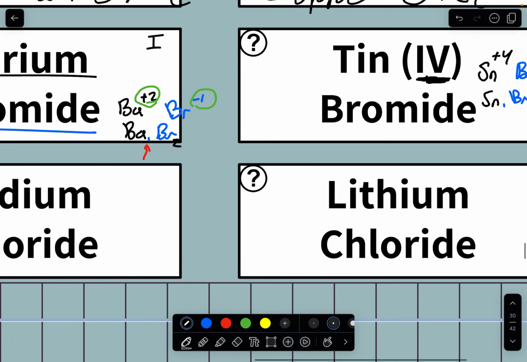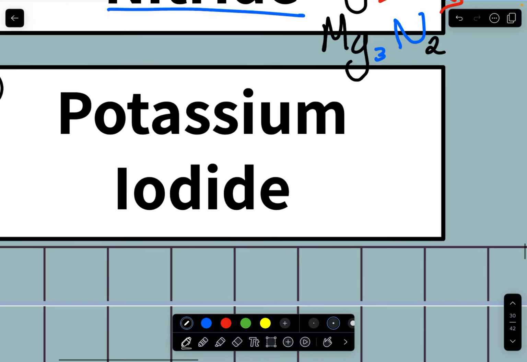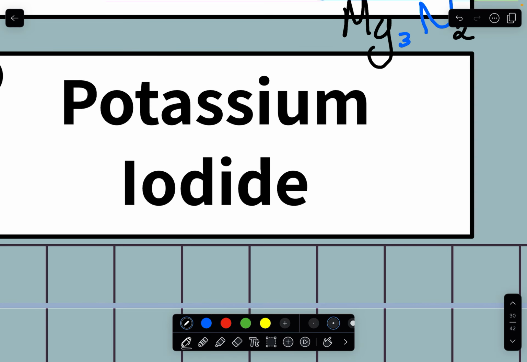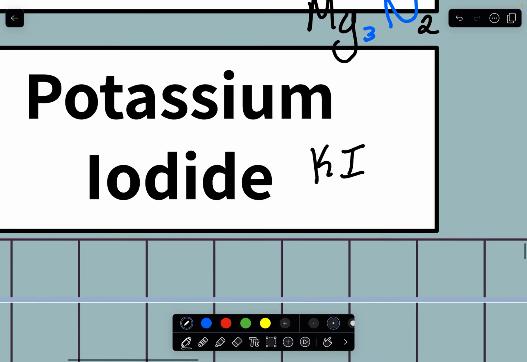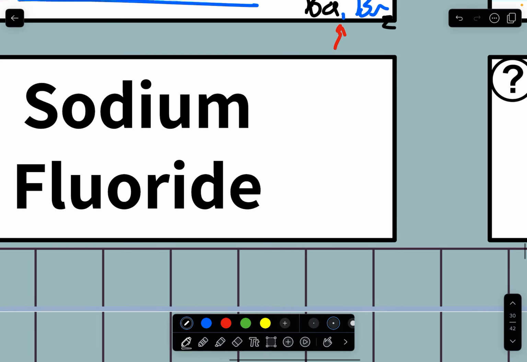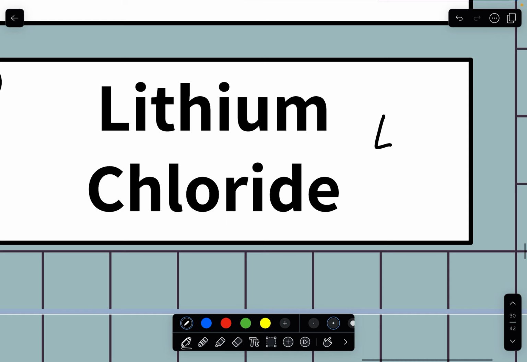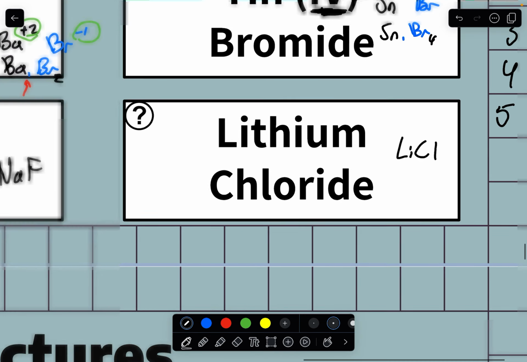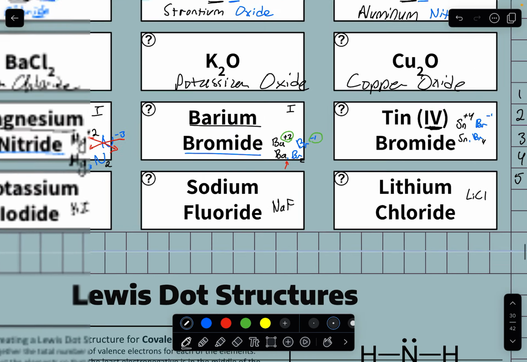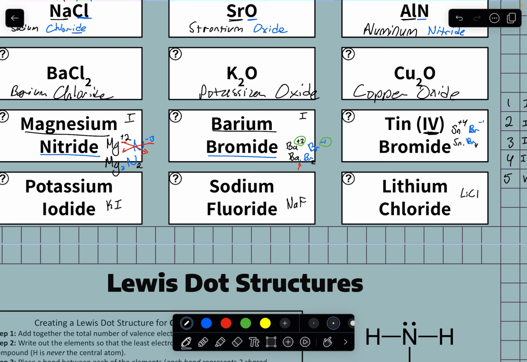Okay, and then again, I want you guys to do these last three. So potassium iodide is going to be KI, sodium fluoride is NaF, and lithium chloride is LiCl. I left some easy ones for you. So work through those, make sure you get those same answers. If you're not sure, make sure you ask questions.